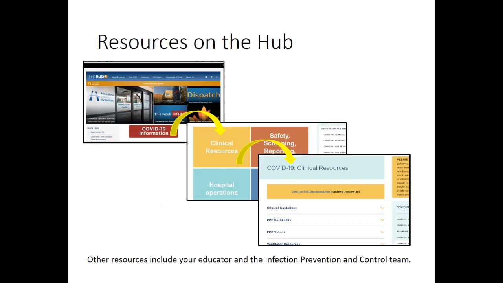In order to complete the checklist, staff will need to be familiar with the guidelines. Detailed reference materials are available on the hub. To get there, you can click the red box, COVID-19 information, then select Clinical Resources, followed by PPE Guidelines. Videos are also available. If there are questions that cannot be answered by accessing the information on the hub, you can reach out to your team's educator or a member of the Infection Prevention and Control team to seek clarification.